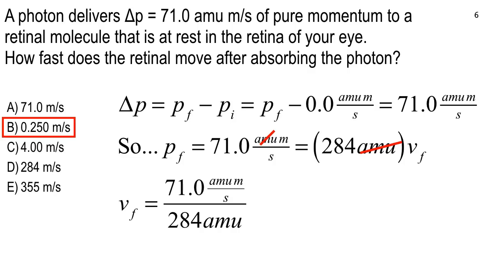All right, you can cancel the AMUs. Cancel them up there in the second equation block if you like, or cancel them down here in the quotient, either place. And what you're left with is meters per second of speed. The AMUs are out of here. And so you have 0.250 meters per second. All right.